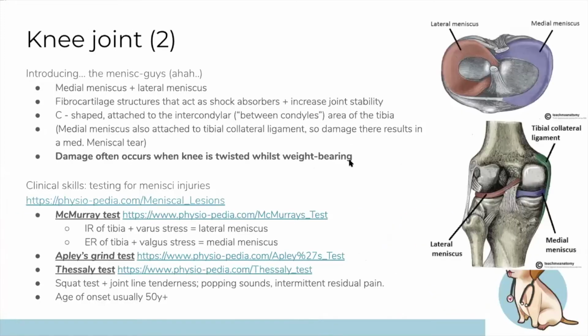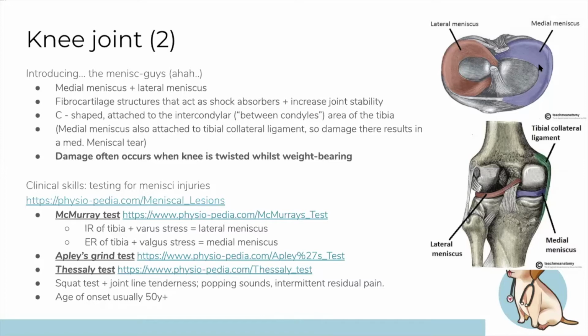Okay, cool. So the knee joint, apart from the bones, we have some other little guys in the knees. First off, these are the menisci. We have a medial meniscus and a lateral meniscus, and they're basically fibrocartilage that act as shock absorbers, like little cushions, I guess, that make the knee joint more stable. And they attach to the top of the tibial condyles, as we saw before.